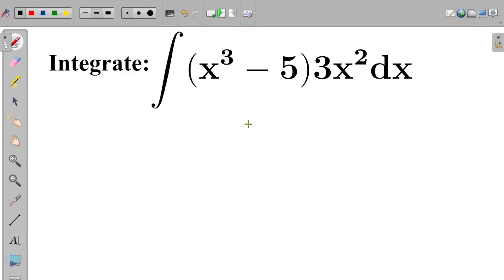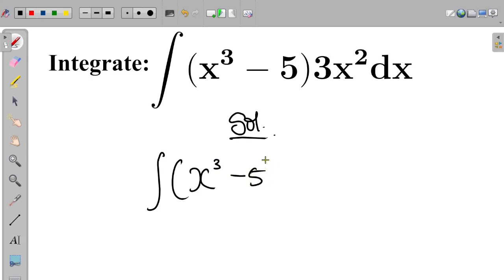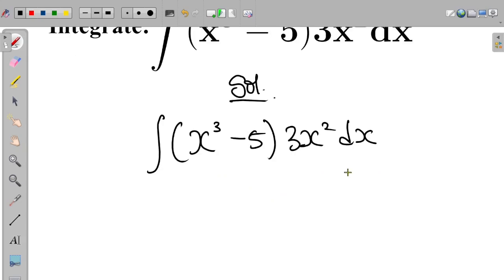Hello everyone, let us integrate this function given to us. So we have the integral of (x cubed minus 5) multiplied by 3x squared dx. So at this point, we have to make a simple substitution.